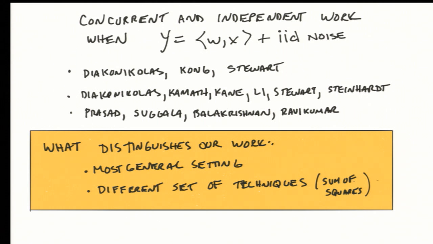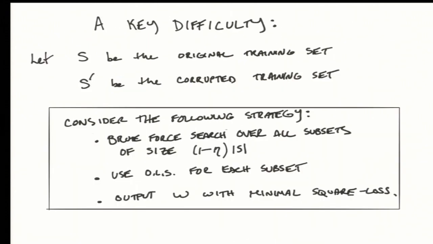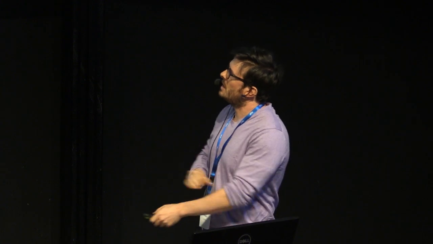And we use a totally different set of techniques. These works use tools from robust mean estimation, and our algorithms are derived from the sum of squares paradigm that's popular in theoretical computer science right now. Okay, so here's the key difficulty and the key idea that I want to get across in the talk.